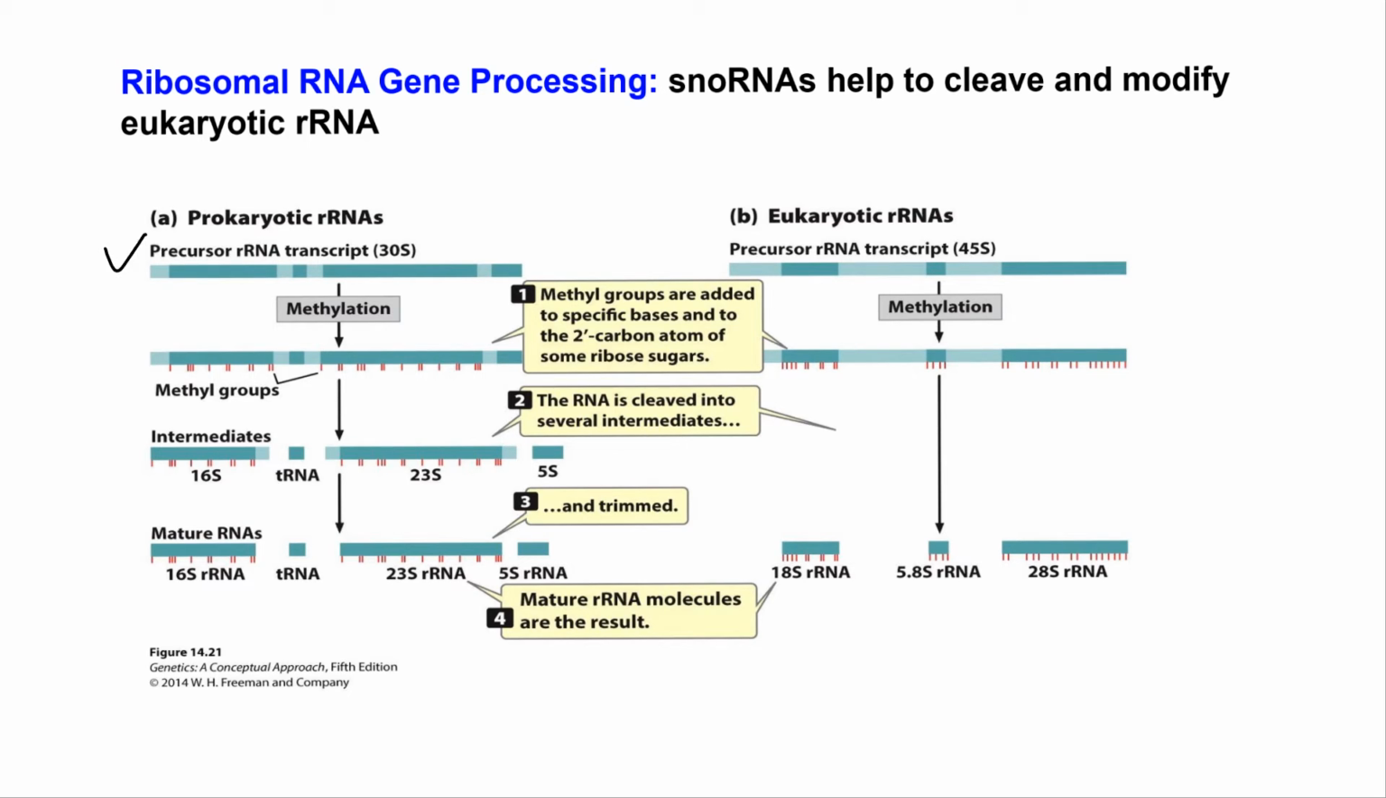Let's start with the prokaryotic RNAs. In bacteria, this RNA gene is transcribed into all 3 RNAs, you remember. In bacteria we have 16S, 23S, and 5S. All of them are transcribed into one long precursor RNA of 30S. This precursor RNA is afterwards methylated, and the methylation triggers its cleavage into intermediates, which are afterwards trimmed and yield the mature molecule. The process in eukaryotic RNA is very similar.